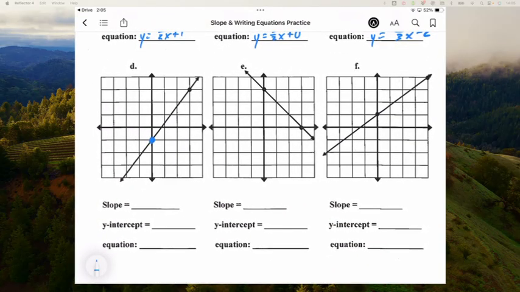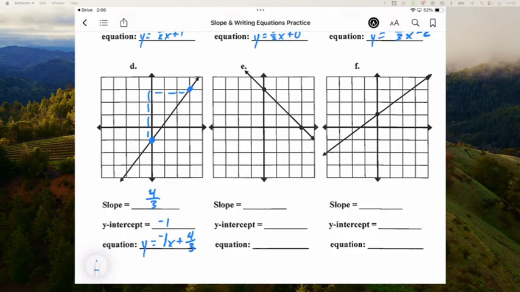Moving on, they give us this point. At this point, y-intercept is negative 1. Slope is 1, 2, 3, 4. 1, 2, 3. 4 over 3. Equation, y equals negative 1 x plus 4 over 3.